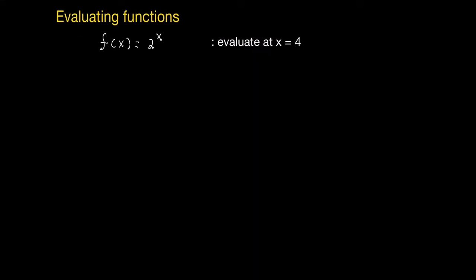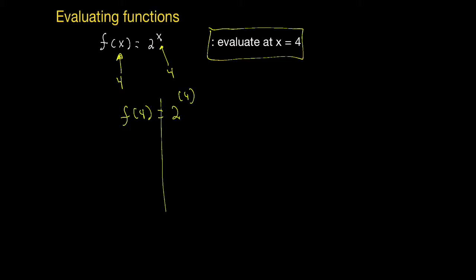Let's try this one. Here we have to evaluate at x equals 4. So everywhere we see an x, we're going to replace it by a 4. So we get that f of 4 is the same thing as 2 to the 4th power. Now this is an exponent, so we're going to multiply 2 by itself 4 times. So we get 2 times 2 times 2 times 2.